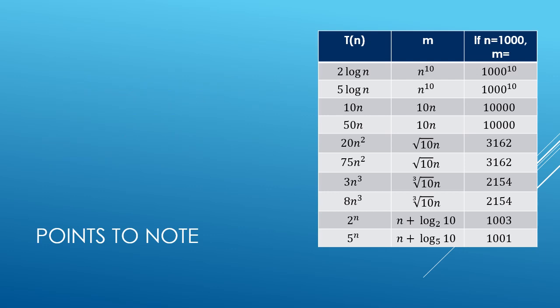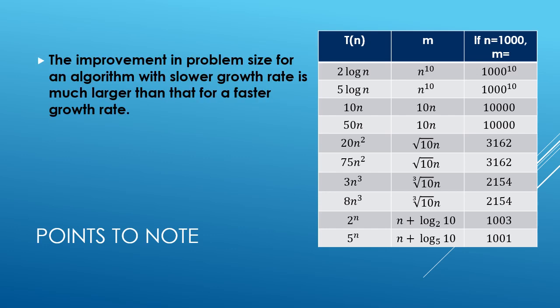And then we have this result as well. The improvement in problem size for an algorithm with slower growth rate is much larger than for a faster growth rate. Look at the logarithmic algorithms. They scaled beautifully over the new machine. The linear algorithms were only as good as the machine. The machine was 10 times faster. The algorithms, the linear ones, were 10 times better. But the quadratic algorithms were only 3 times better, although the machine was 10 times faster.